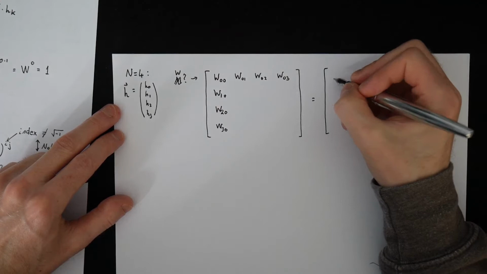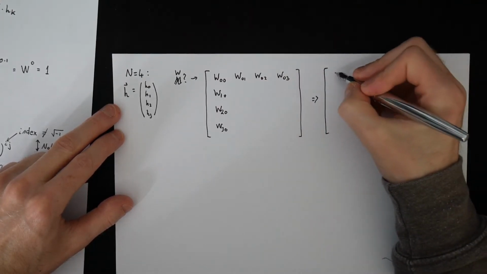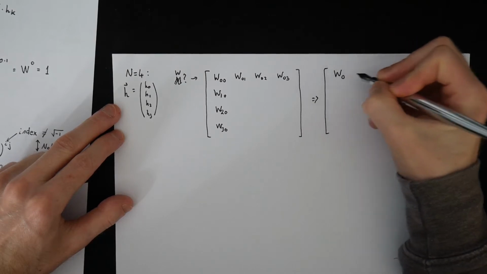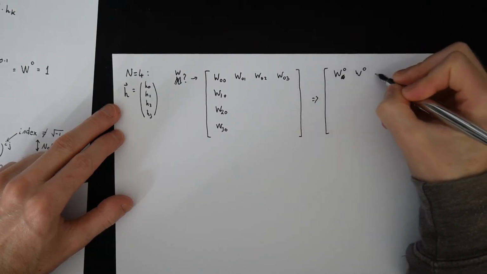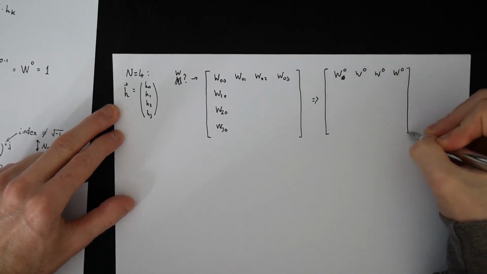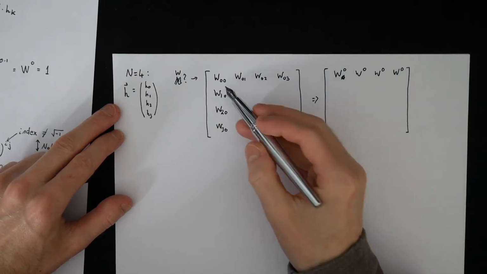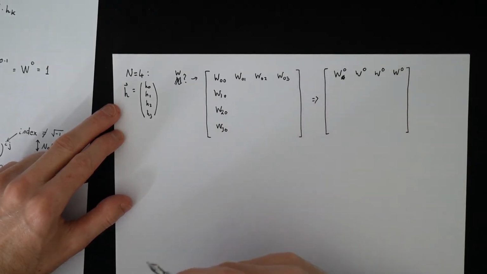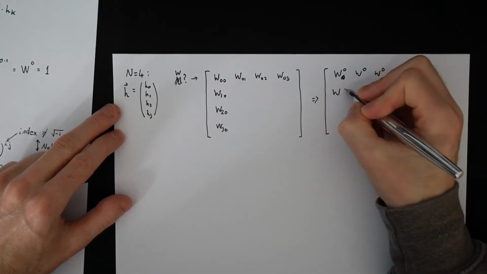So this one, we can do an intermediate step actually. We can have W0, W0, W0. Because for this first row, you always have a 0 in one of the indices, and anything multiplied by 0 will be 0. Same for this column.